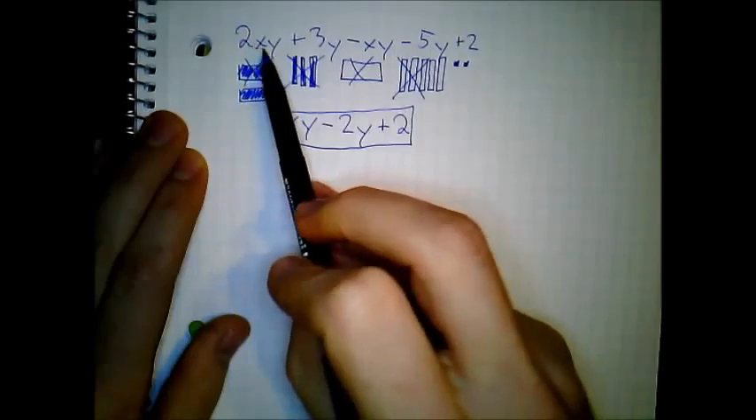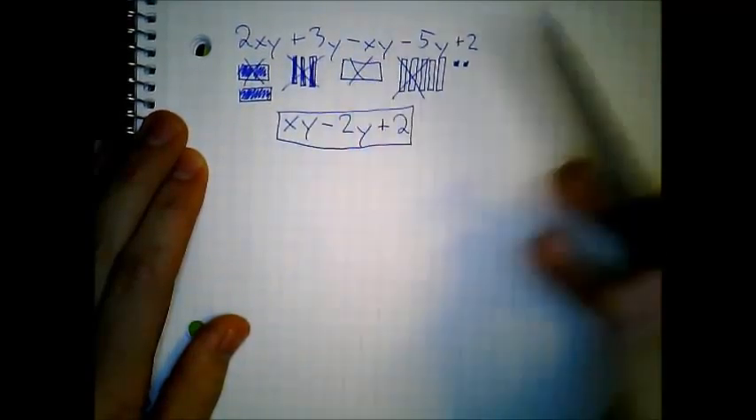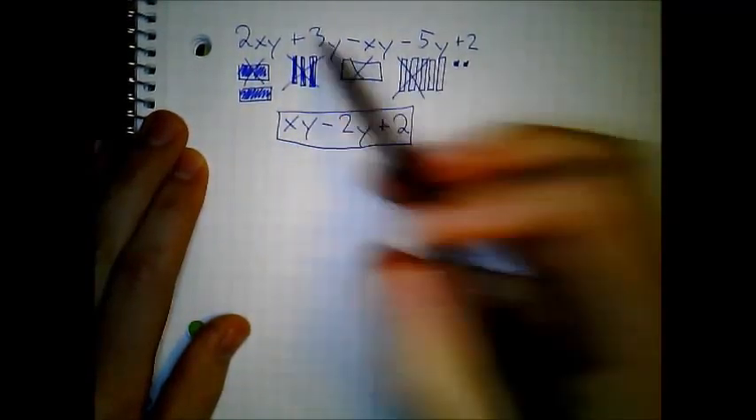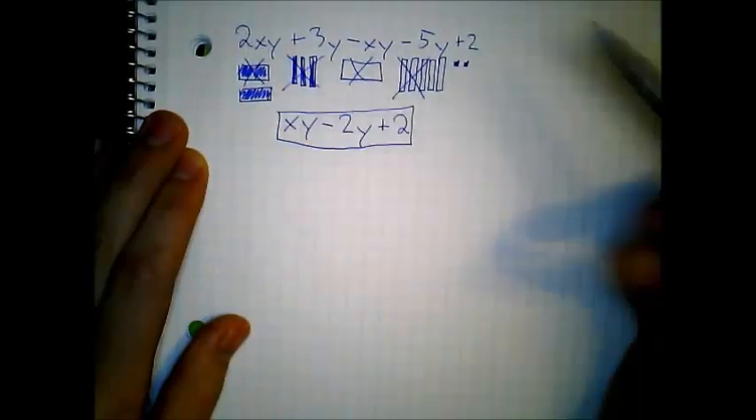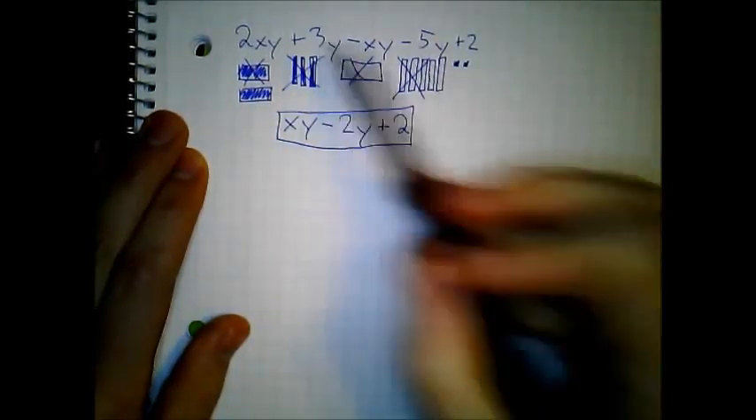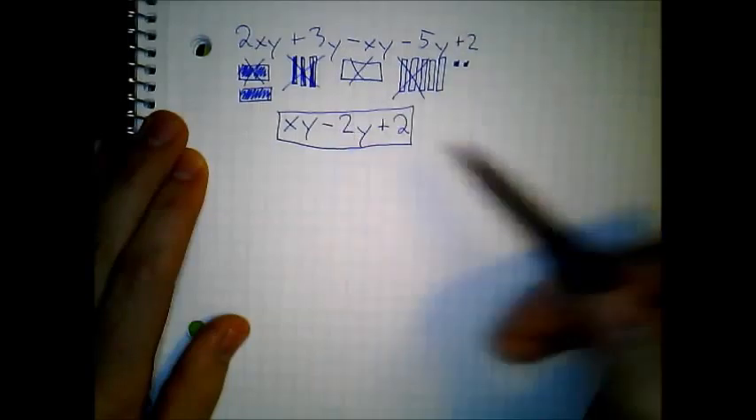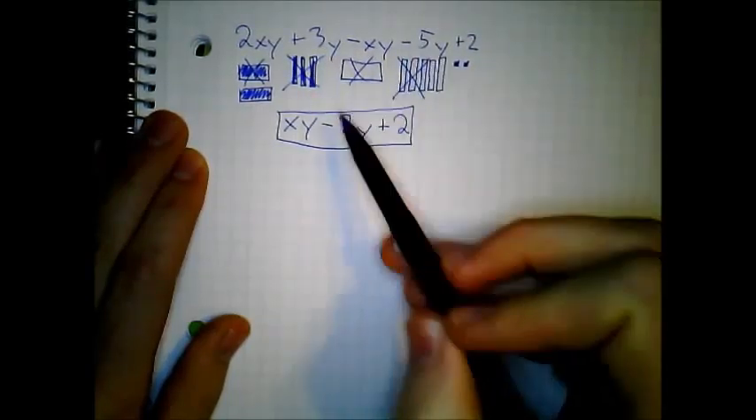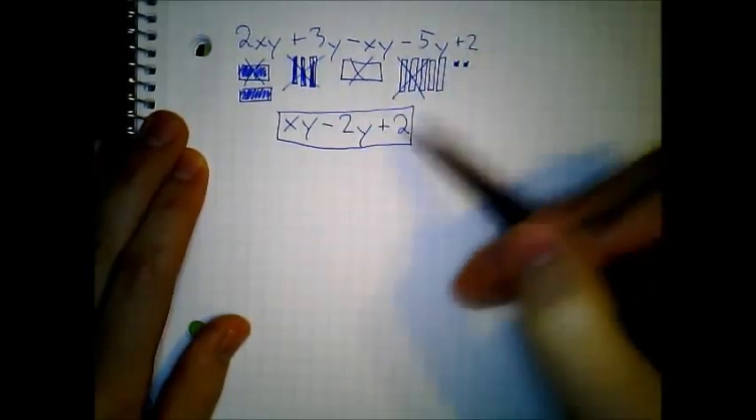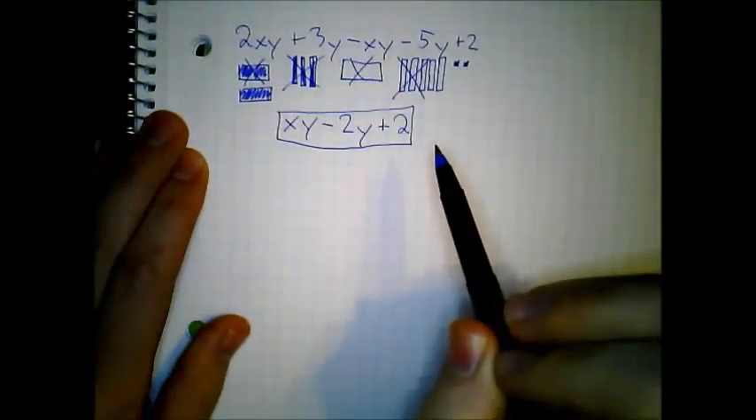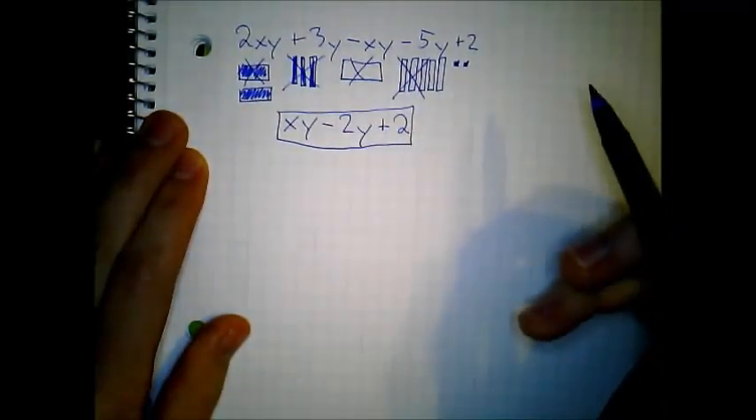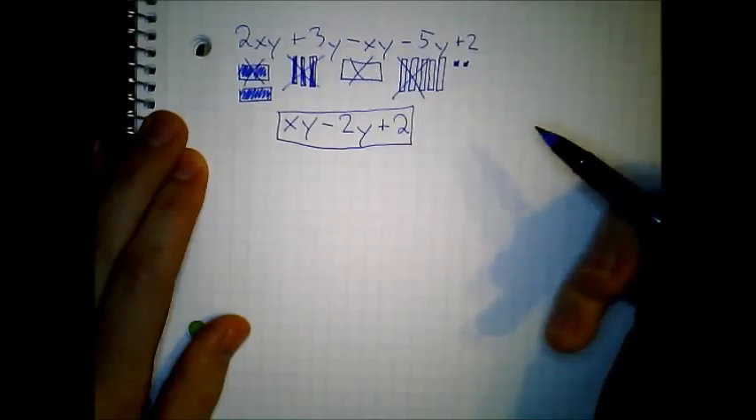This makes sense because 2xy minus xy leaves us with 1xy. 3y minus 5y leaves us with negative 2y because 3 minus 5 is negative 2. And we still have our plus 2. It didn't have any other like terms to combine it with, so we just have to leave it alone for the ride. It's still there.